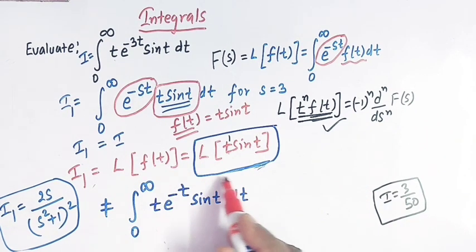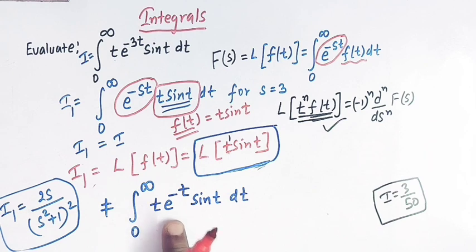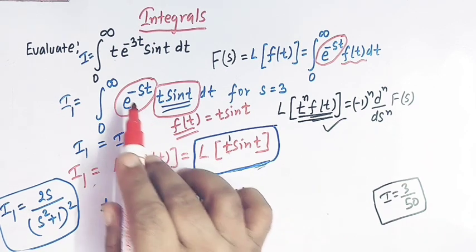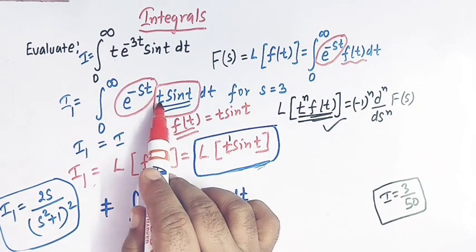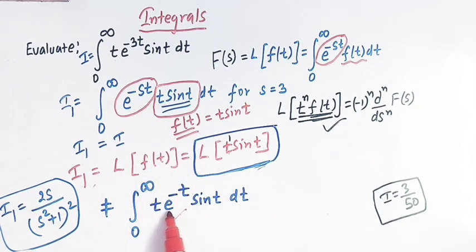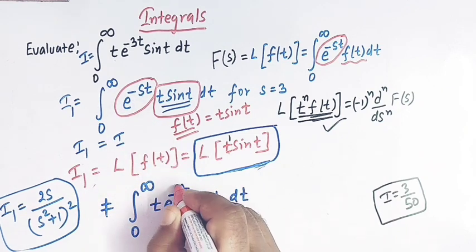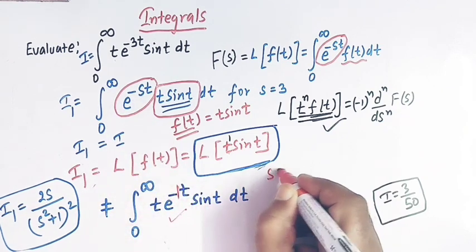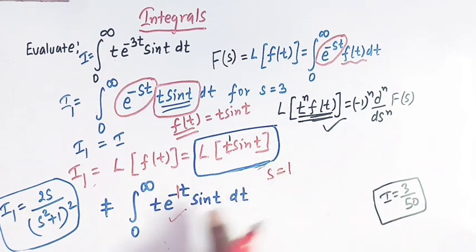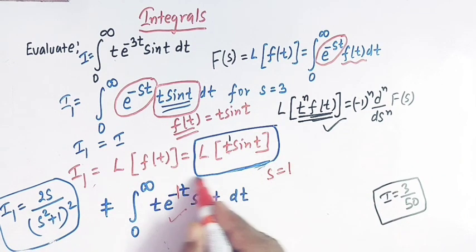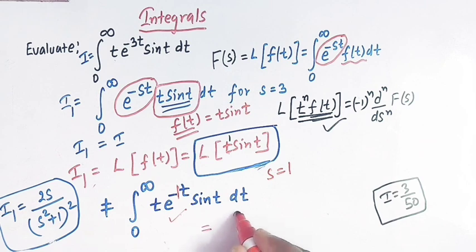Now let us take one more example. Suppose we have to find the value of this integral, right? So if we compare this integral with this one, then we have t sine t, e raised to minus t, right? So the value of s is equal to 1, right? So taking this value in this expression, the value of this integral is equal to 2 times 1, taking s is equal to 1 in this result.